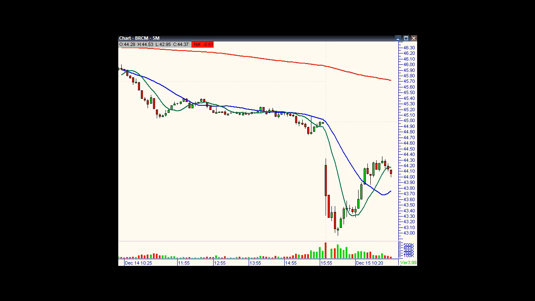So guys, again, the power of a narrow range bar. Look at this kind of follow through after this much of a decline, and it all turned on that little tiny bar.